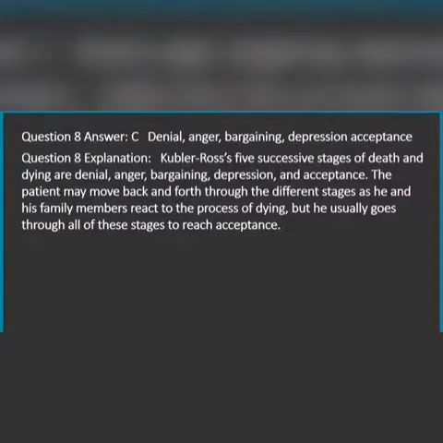Question 8. Explanation: Kubler-Ross's 5 successive stages of death and dying are denial, anger, bargaining, depression, and acceptance. The patient may move back and forth through the different stages as he and his family members react to the process of dying, but he usually goes through all of these stages to reach acceptance.